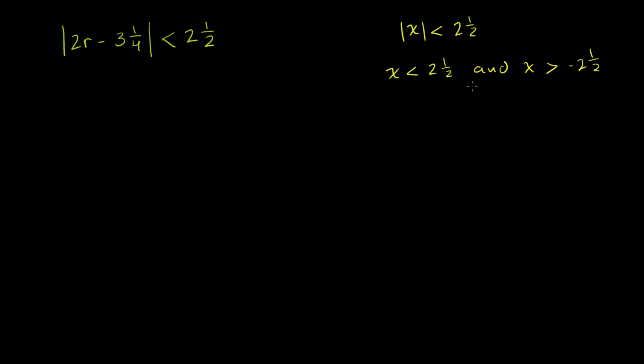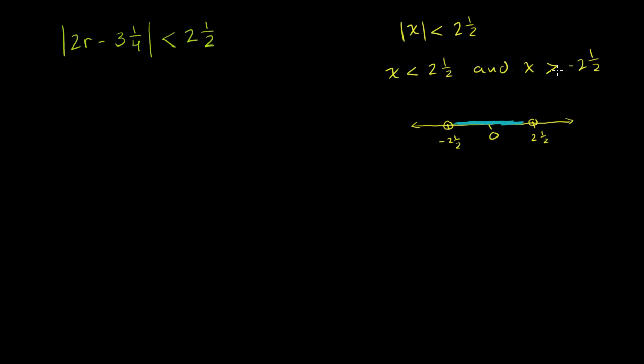And just think about it for a second. If I were to draw it on a number line, that is 0, that is 2.5, and that is negative 2.5. These two numbers are exactly 2.5 away from 0, because both of their absolute values is 2.5. Now, if we want all of the numbers whose absolute value is less than 2.5, or that are less than 2.5 away from 0, it would be all of the numbers in between.